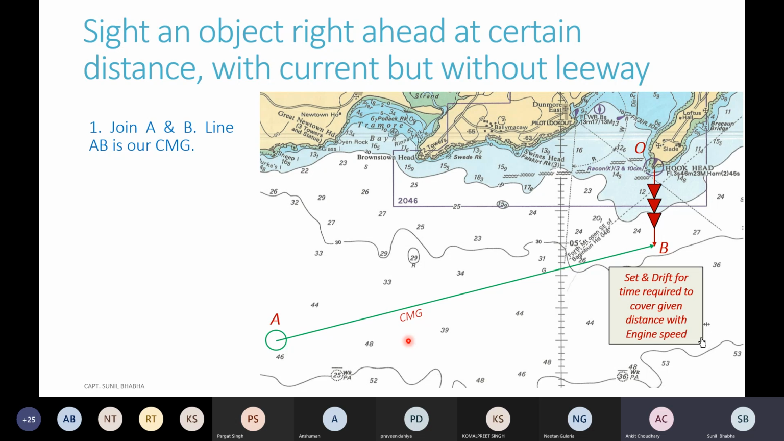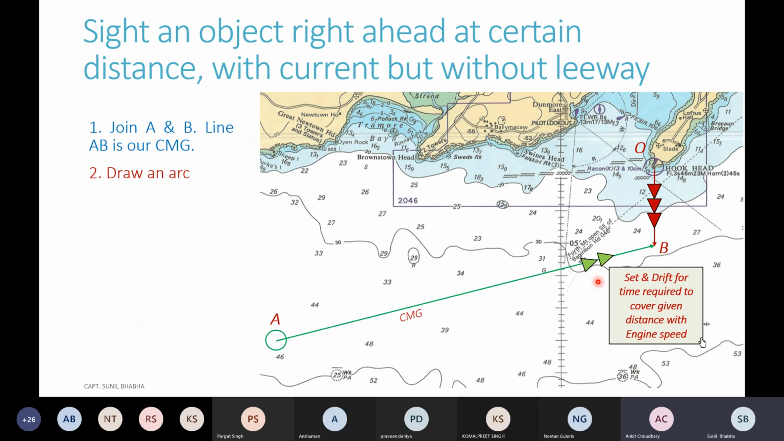So right now a lot of questions will be coming in your mind. How is this our course made good line? The length of the current vector is for the time which is required to cover the given distance, but AB side could be of any length. So how is this our course made good? Let me explain the full procedure. It will become clear in your mind now. So AB is our course made good. Course made good is marked using double arrows, 2 arrows. So let's plot these 2 arrows here. You can see the 2 arrows plotted on the CMG.